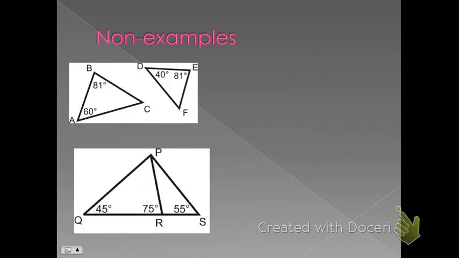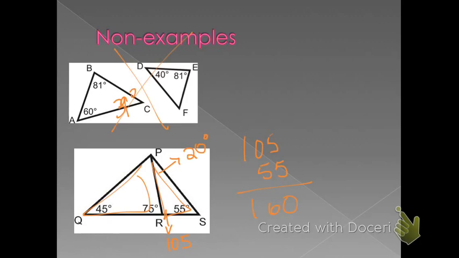So here's a couple of non-examples. If you see here, 81 plus 60 would give us 141, so then we would have 39 left. And so if I put 39 degrees here, that's not going to match two angles with the other triangle, so not similar. And then over here, we would figure out that this is going to be 105, and 105 plus 55 will get us up to 160. So that would mean that this angle up here is 20 degrees. So in this triangle, we don't have two pairs of congruent angles. So those two are not similar.